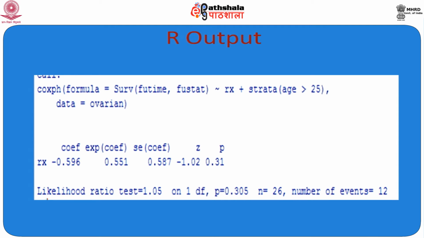Earlier we considered only age, but here we divided age into two parts, one with age more than 25 and another with age less than 25. Within that strata we ran the model. So here we will not get any value for the age regression coefficient; only the regression coefficient value of Rx comes here, and it shows that there is no significant difference in terms of treatment between these two arms on the survival duration of the patients.